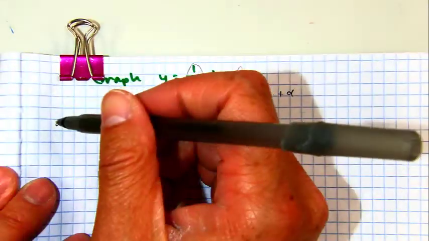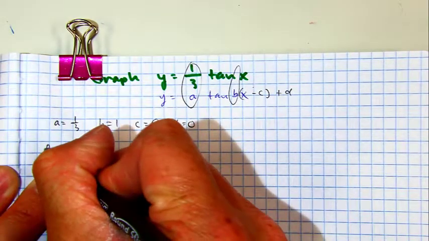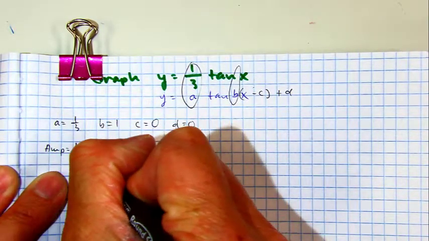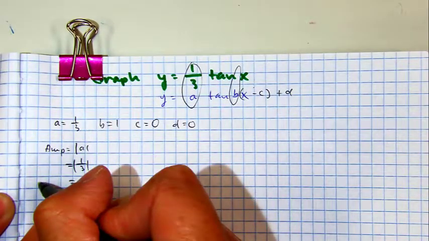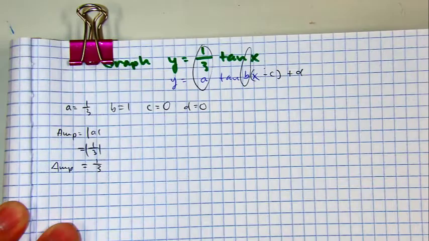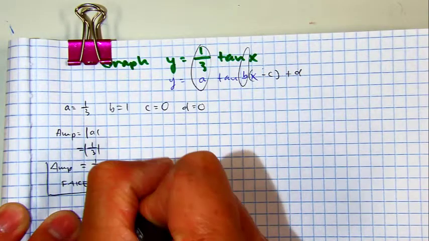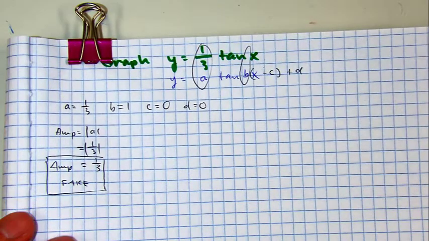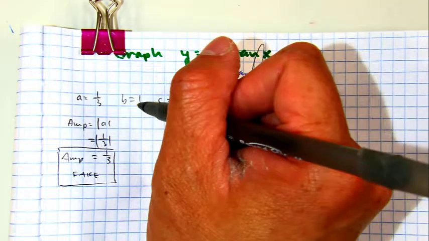Okay, class, previously the A value would help you find the amplitude. So remember, if you take the absolute value of A, absolute value of 1/3, it would be what? But we just took notes that the amplitude for tangent and cotangent is? It's not real, it is fake. I'll show you what that means once we graph it. Your B value helps you find the period.